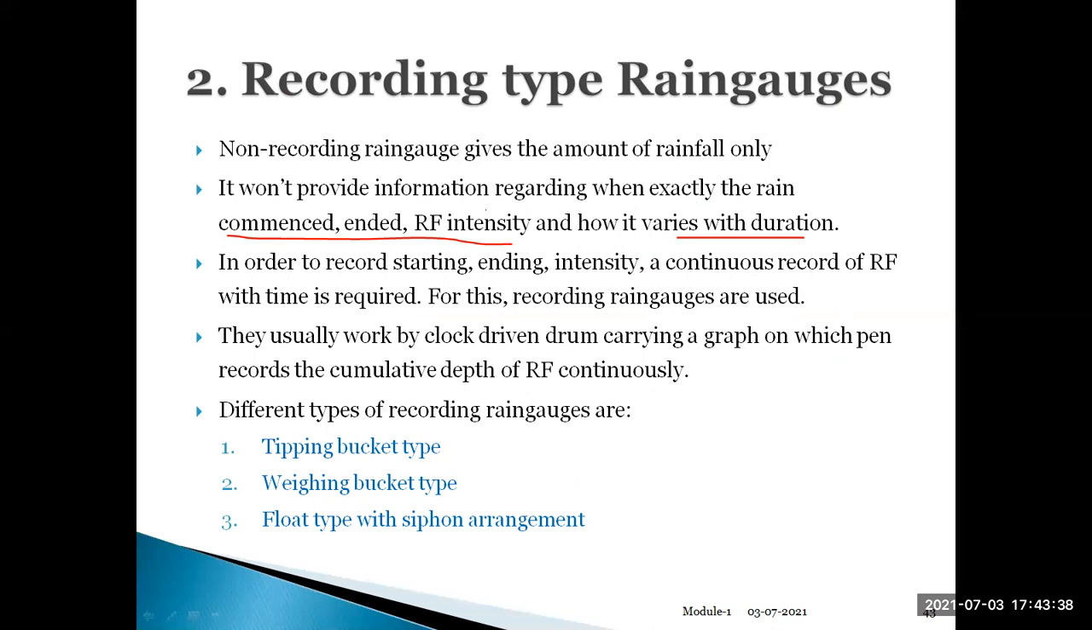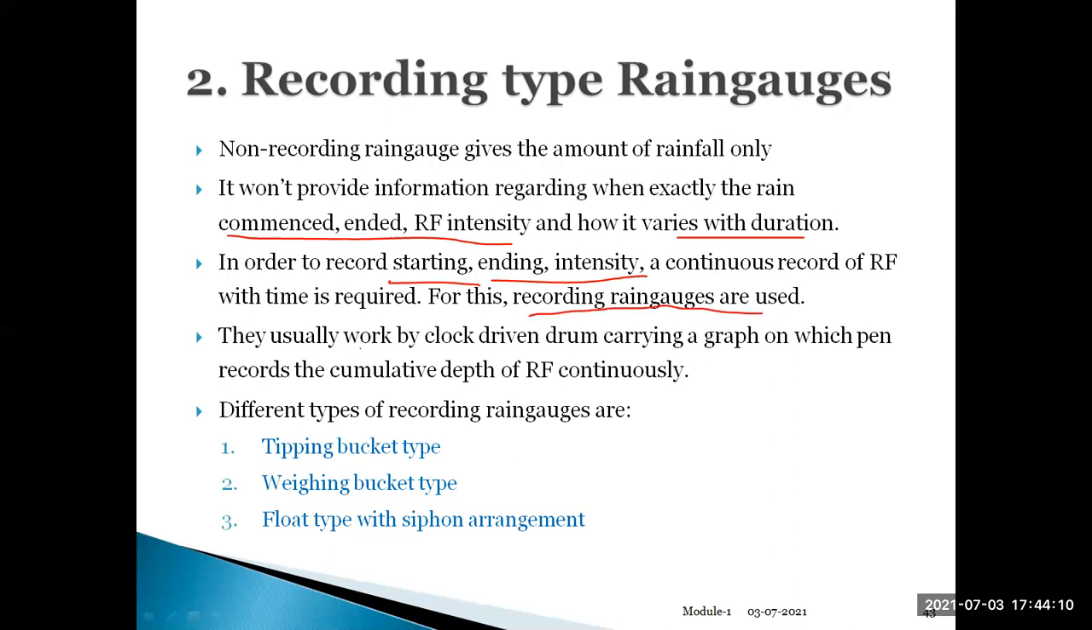So in order to record when the rainfall has started, when it has ended, and what the intensity of rainfall is, and also a continuous record of rainfall, that is nothing but the variation of rainfall with respect to time, all that is required. So for that we are going to use the recording type of rain gauges. To get the continuous data, we are using recording rain gauges.